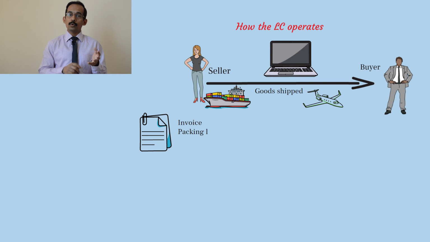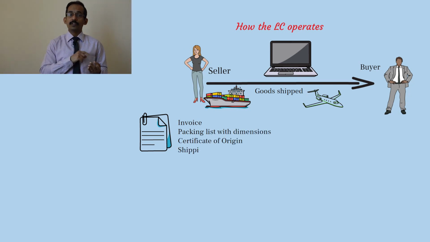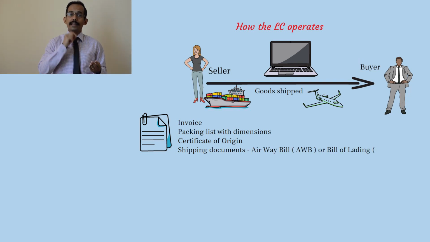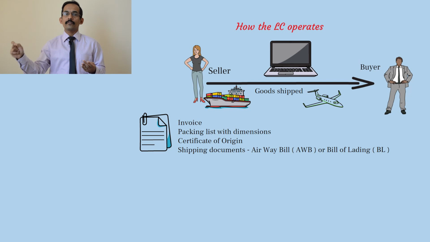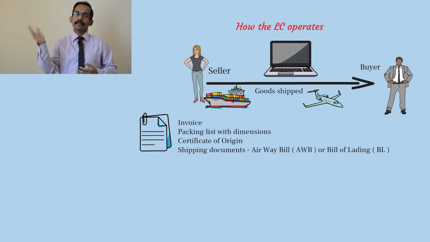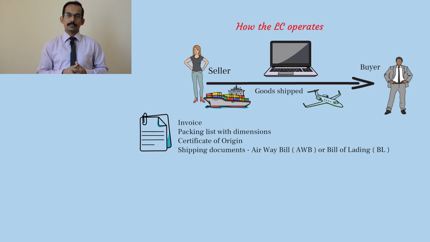The documents may include the invoice, packing list, certificate of origin, transport documents like the airway bill if it is an air shipment, or the bill of lading if it's a sea shipment. There can be other documents like vessel certificates, insurance certificates, beneficiary certificates, depending on the LC requirements.